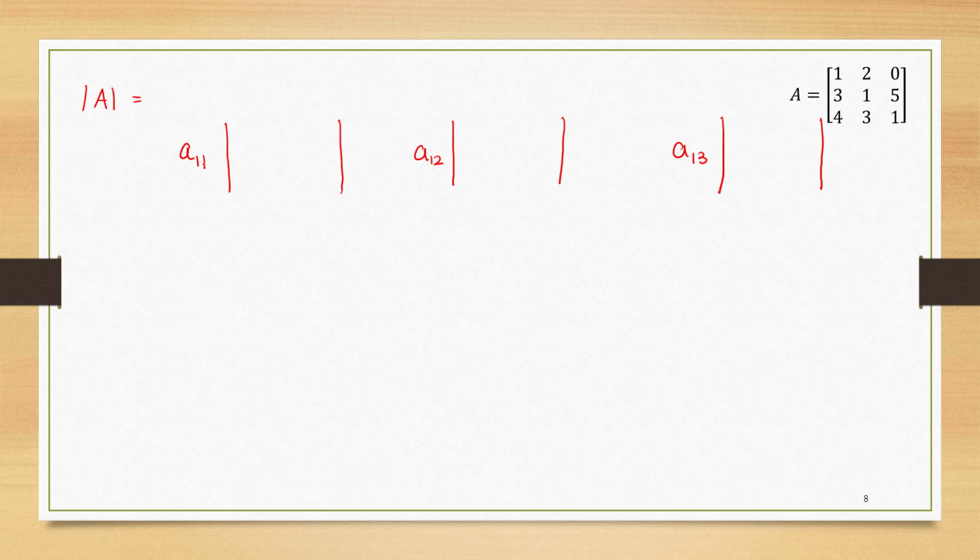We are taking A11. 11 means first row, first column. Leave the first row, first column. We have 1, 5, 3, 1. Put it here. 1, 5, 3, 1. Now for this matrix, this is A12. So we will be leaving first row, second column. And we get 3, 5, 4, 1. Last A13. So we are going to leave first row and third column. So we get 3, 1, 4, 3.